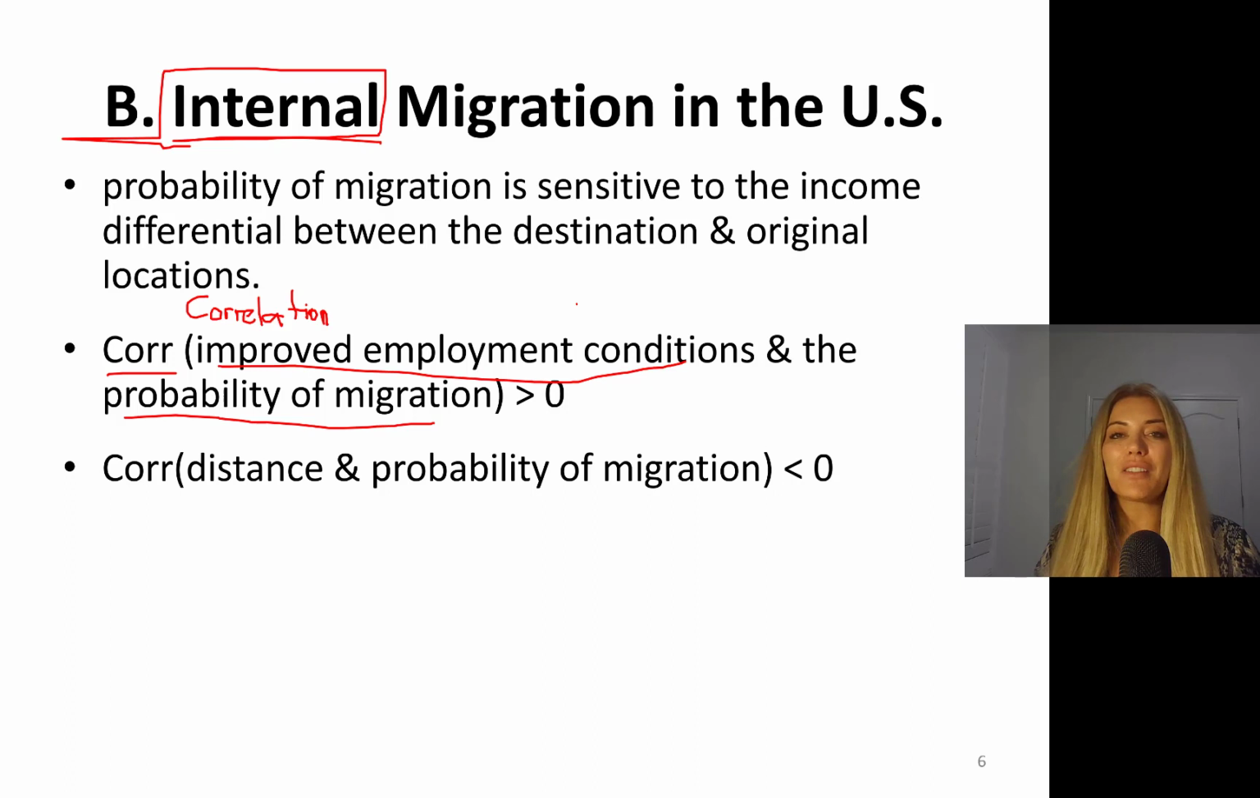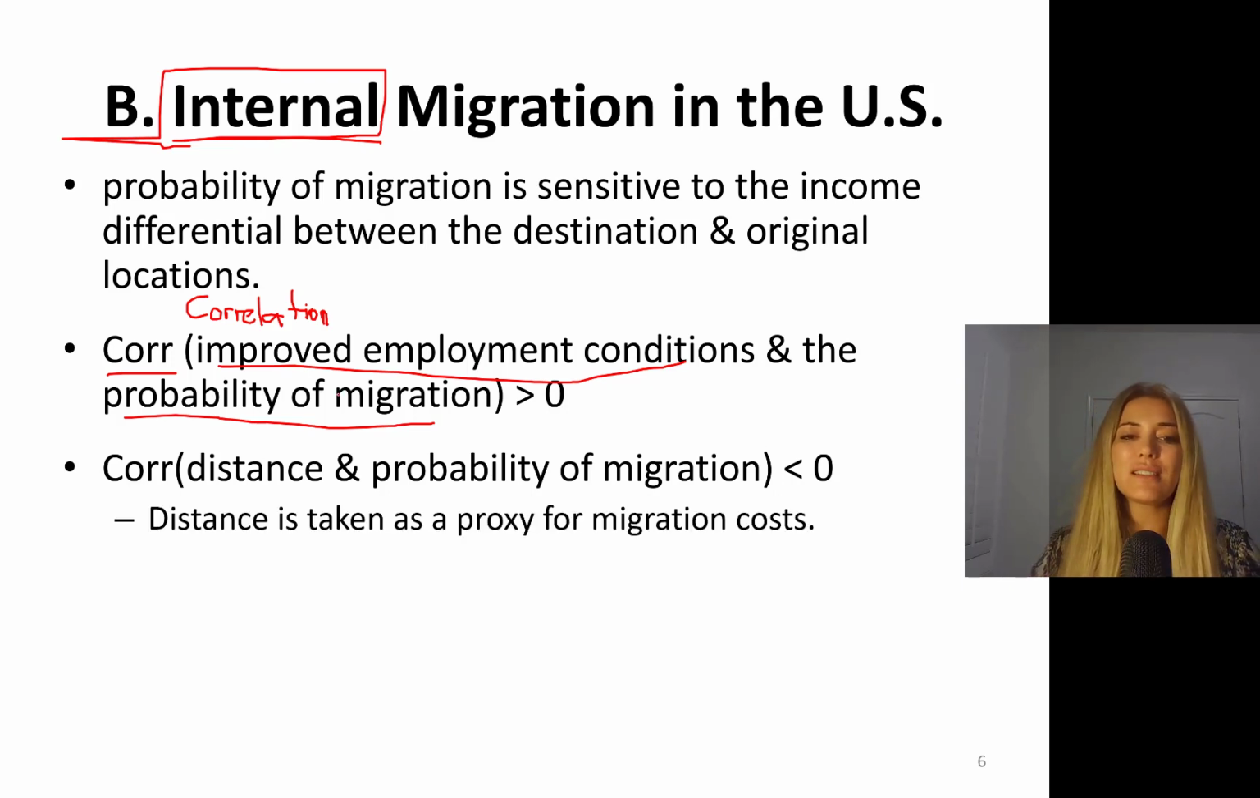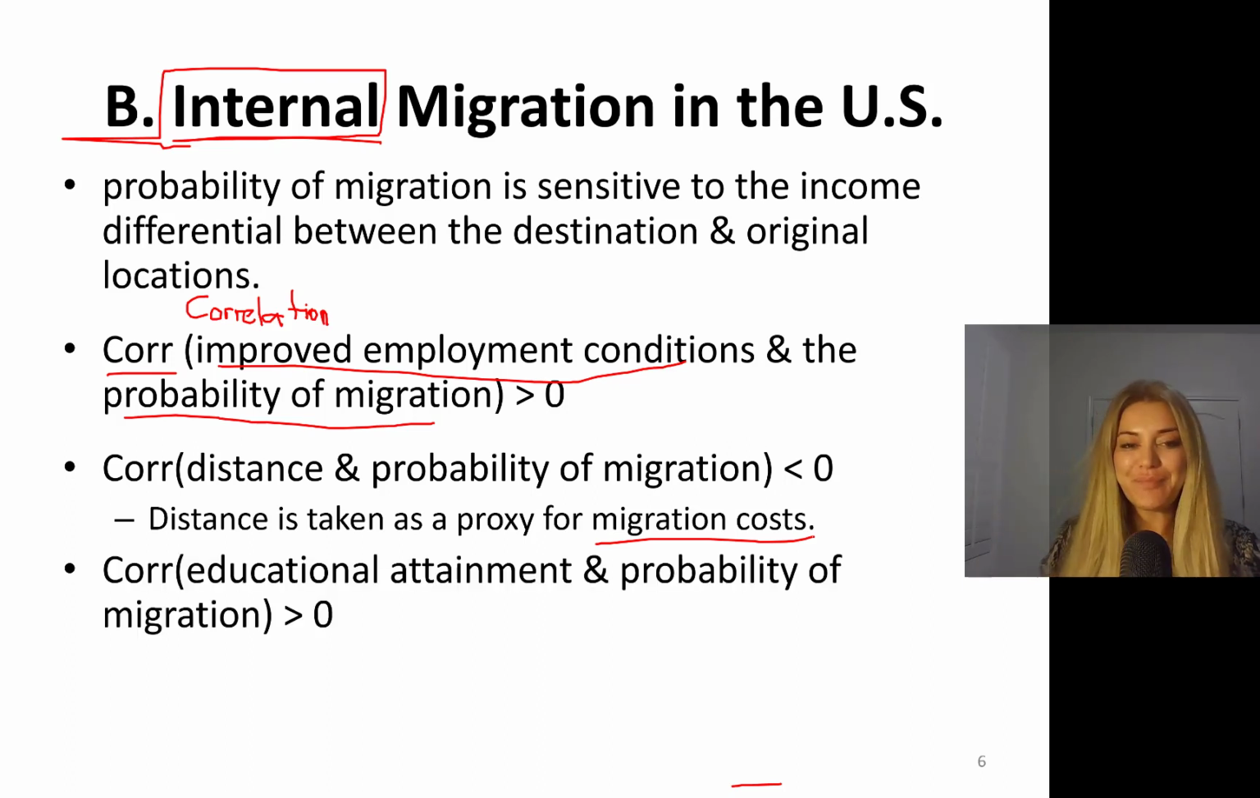Improved employment conditions mean more likely for a person to migrate. Distance and probability of migration are negatively correlated, which means higher the distance between the place of origin and destination, the lower the probability of moving to that place. So it's probably easier to move from Houston to Dallas versus Houston to Los Angeles. These are two different distances. Distance could be a proxy for the cost of migration. So distance is taken as a proxy for migration cost. This could be actually not only monetary cost of moving from Houston to LA, but also psychological. If you have family in Houston, maybe you want to be closer to your family.